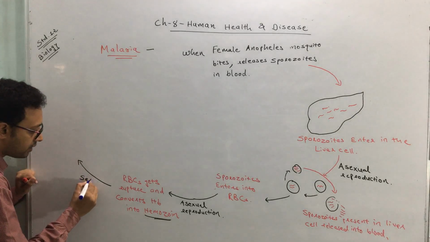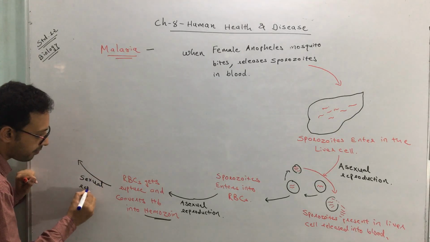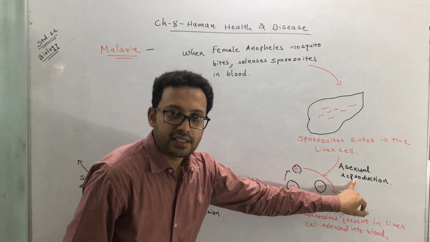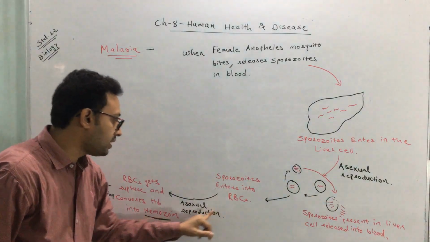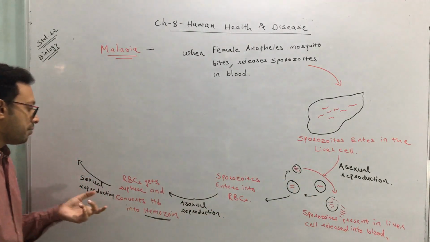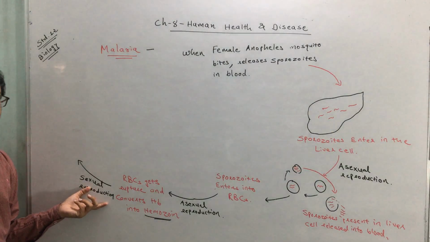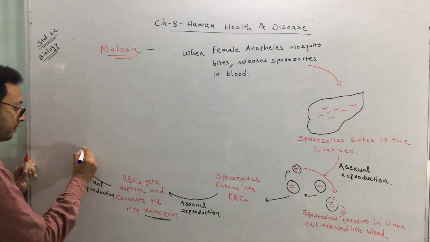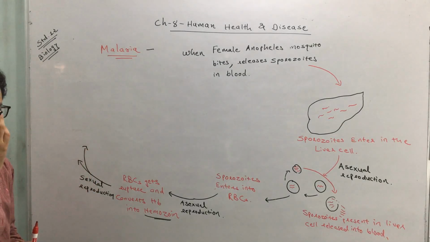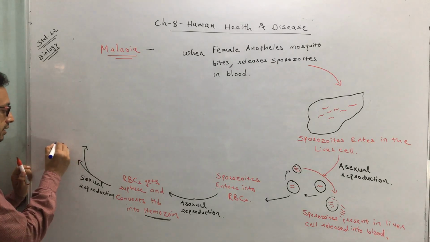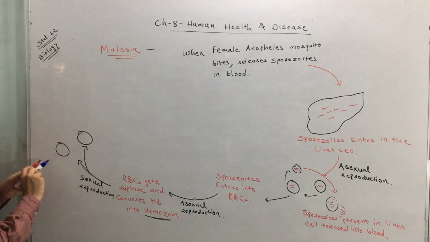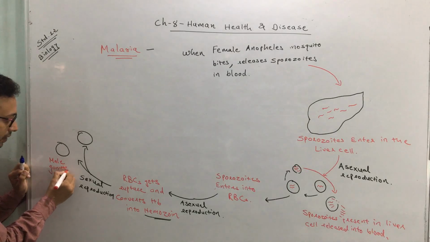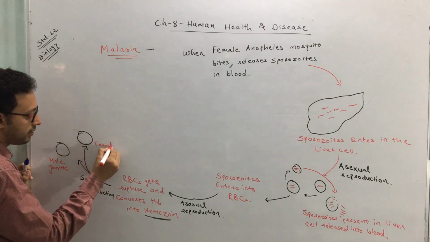They undergo sexual reproduction. Clear? Okay, see here. In the liver, it undergoes asexual reproduction. In RBCs they also undergo asexual reproduction, but once they're liberated from RBCs, they undergo sexual reproduction. And obviously, you know the products of sexual reproduction. Sexual reproduction involves the formation of gametes, male gamete and female gamete. So here that leads to the formation of a male gamete, and the second one is a female gamete.